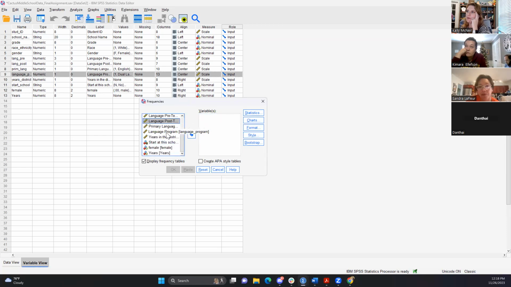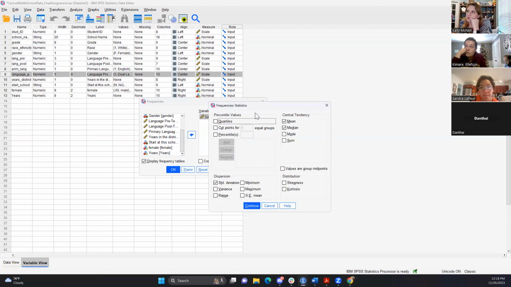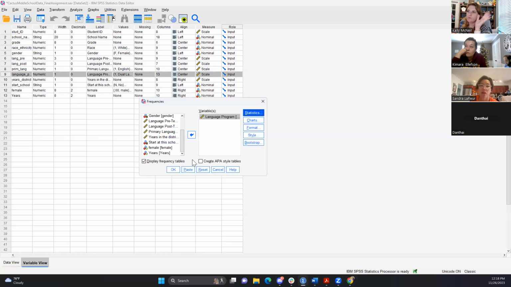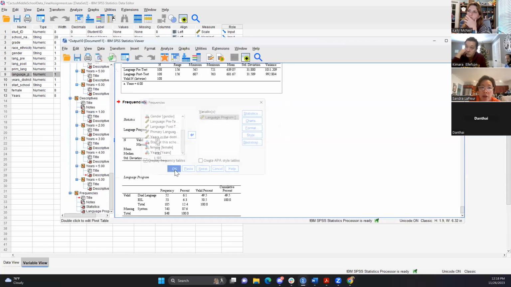And we want the language program. We don't really want anything else. Right, that's just going to tell you how many belong in which group. It should. That's what we want to see.